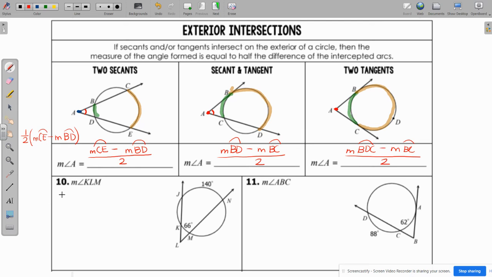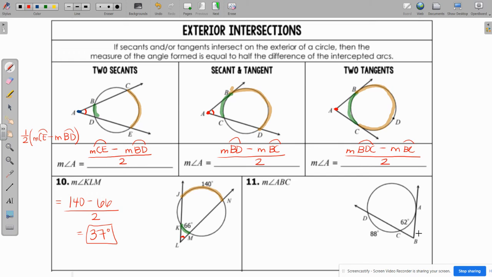So looking at our first example, in this case it's number 10, we're looking for the measure of angle KLM, which is this angle out here. So because these two secants intersect out here, outside of the circle, then we can use our formula. So we take our larger arc, which has a measure of 140 degrees, and we subtract the measure of the smaller intercepted arc, which is 66 degrees, and then we divide it by 2. So 140 minus 66 divided by 2. And when you do that, we get 37 degrees. So the measure of this angle, KLM, is 37 degrees.